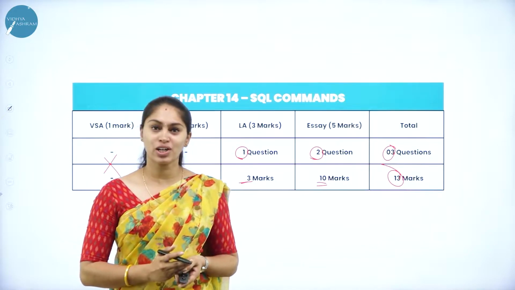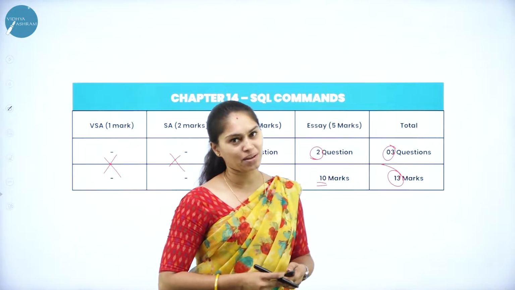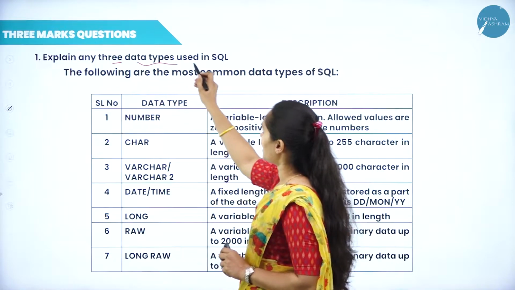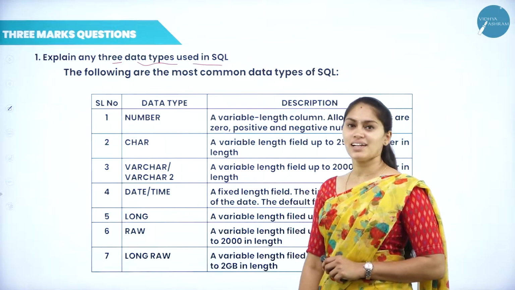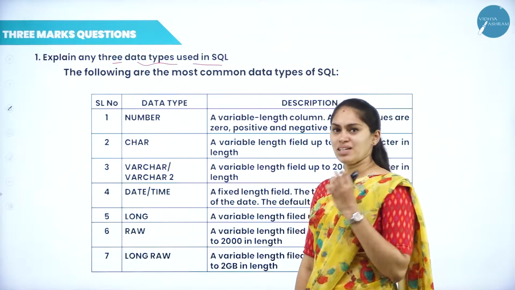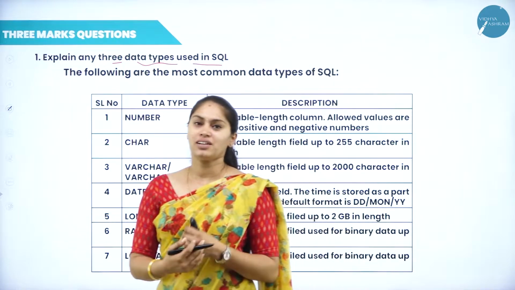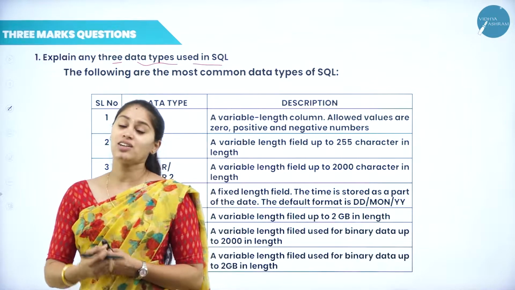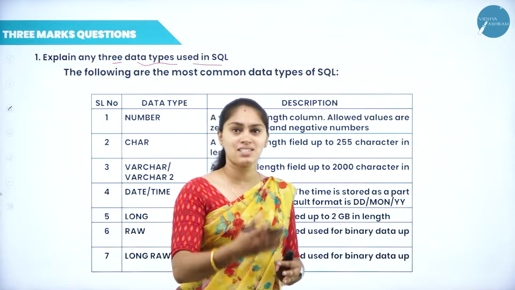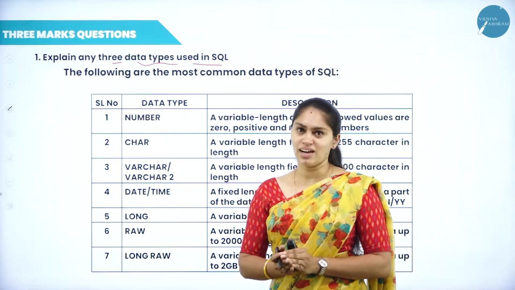So we'll see the important questions from the perspective of 3 marks as well as part D, that is the 5 marks question. We'll see the first question here. Explain any 3 data types used in SQL. So what are the important or different kinds of data types we are going to use in SQL? That means we have to specify the type of data that I want to hold. For example, if you are writing some queries, at that time I need to specify the type of data I want to give as a result. So I need to specify the type of data, which comes under data type.